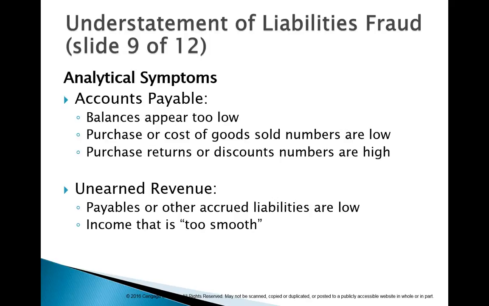And so consequently, that'd be looking for accounts payable balances that appear to be too low, right? Purchases and cost of goods sold are too low. Returns and discounts are too high. Unearned revenue, right? That's where payables or other accrued liabilities appear to be too low, or income's too smooth. Because companies are generally trying to manage their earnings to meet analyst expectations, like we talked about. And analyst expectations are usually consistent across time.